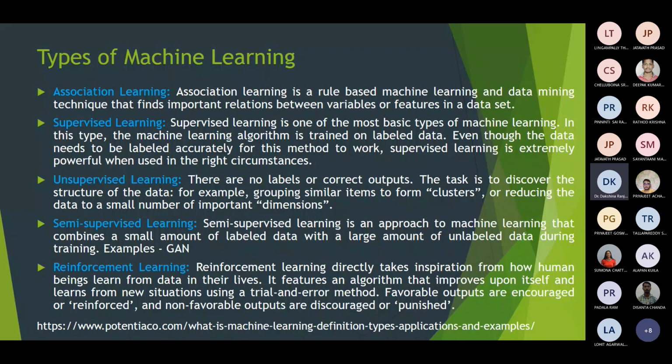Association learning is a rule-based machine learning approach where we try to find the hidden relationships between variables or features in a given data set. So here we try to find the hidden relationships between variables or features in a data set.